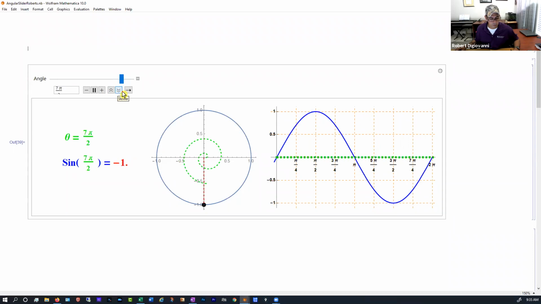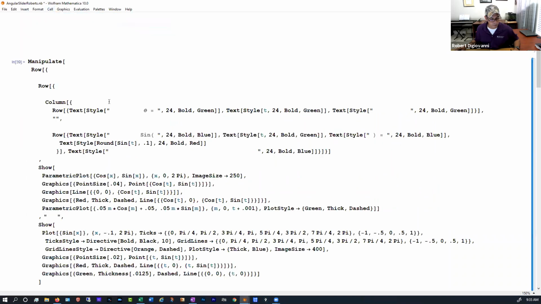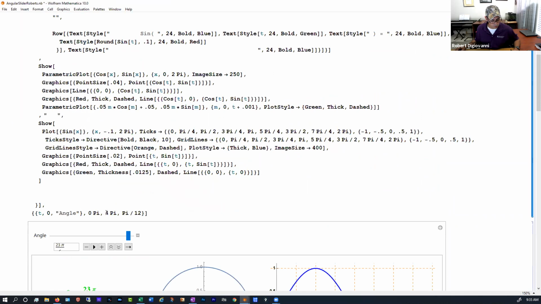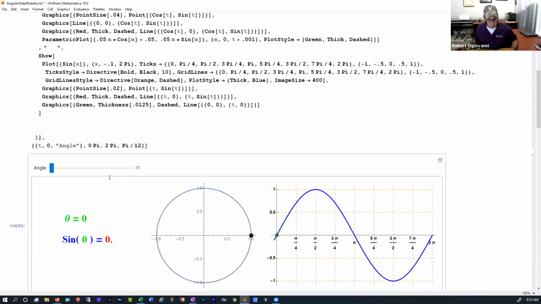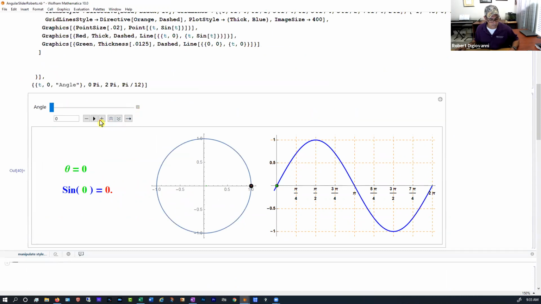Whoa, whoa. Hold on, I've got a problem with my code. I've got to change something real quick. 2 pi. I'm going to try that again.